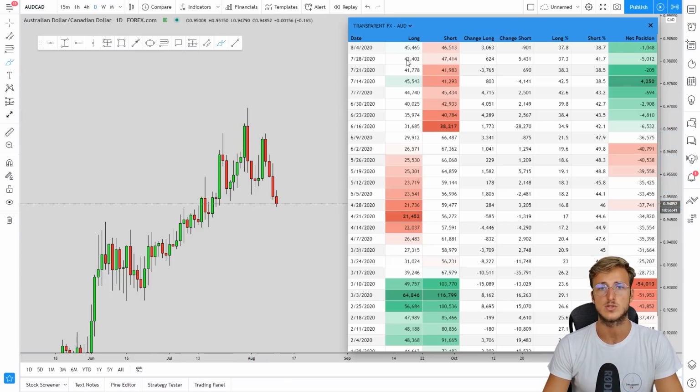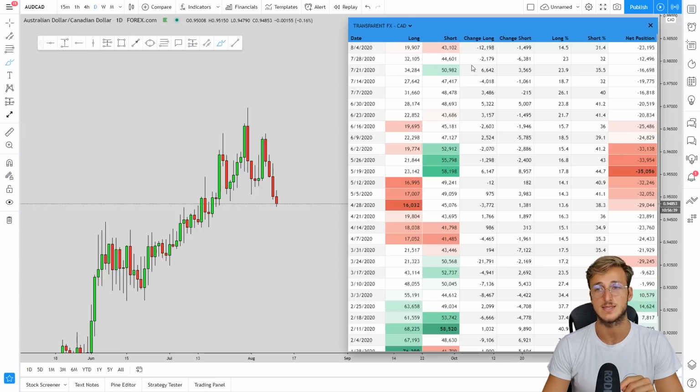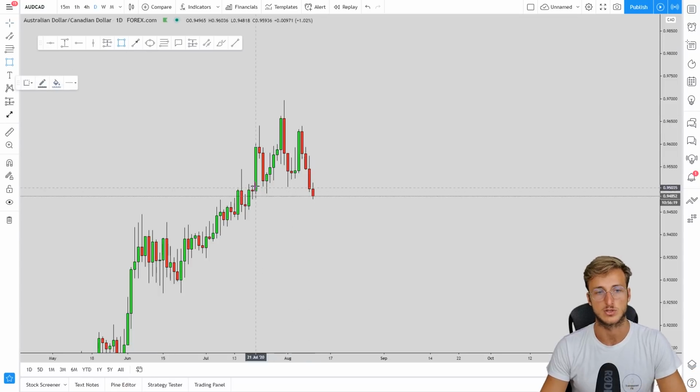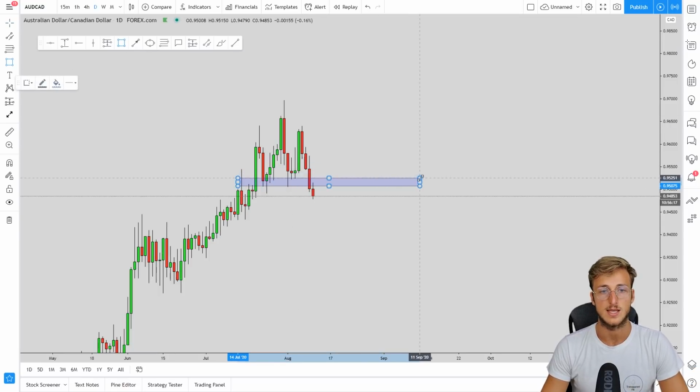And if we go and see what is going on from a CAD perspective, we can see that even though net positions decreased with the last report to minus 23k, institutions did not actually add any shorts. What they actually did is simply close these long positions. So AUD CAD is moving to the downside, and currently it has broken another structure level, which is this daily structure here.